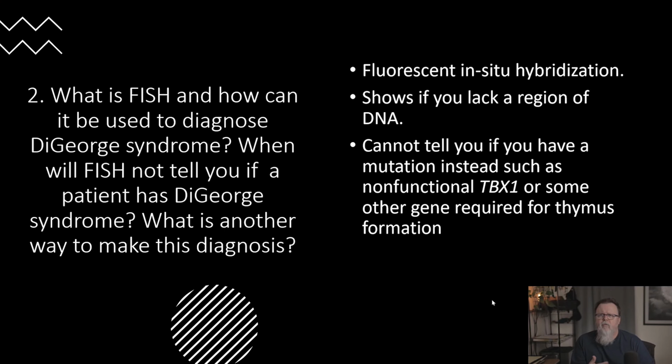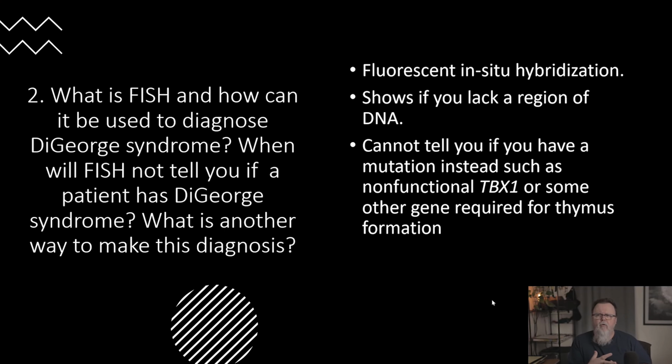So FISH is fluorescent in situ hybridization. It shows if there's a lack of a region of DNA. There are these fluorescently tagged DNA or RNA probes that will detect regions on chromosomes. So they would have a probe that's specifically for this region that's suspected to be deleted, and then use it to see if that region of chromosome 22 is actually present or not.